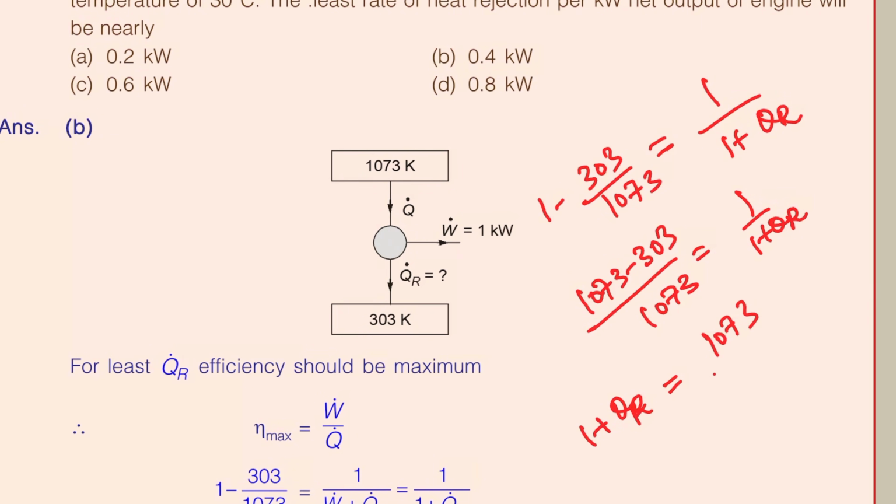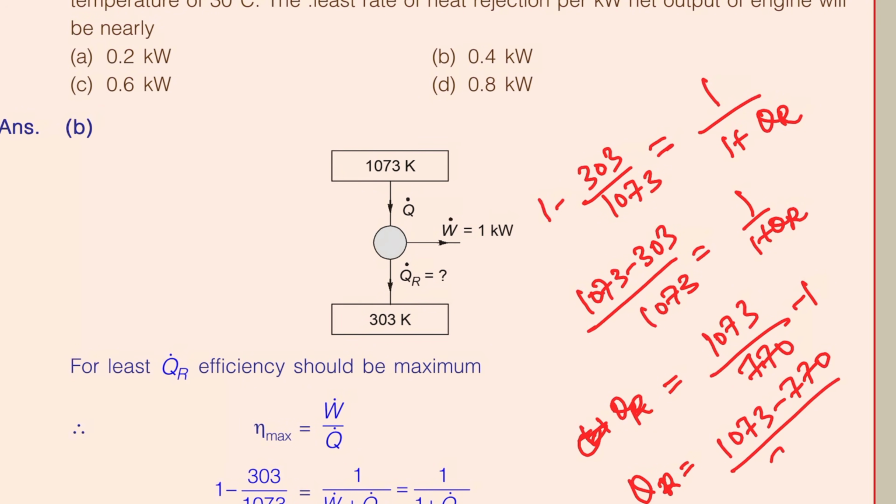And that comes out to be 1 plus QR is equal to, this will also reverse, and 1073 divided by, I can simply do the negation here. So how much will it be? 770. Now taking this 1 to the other side, the QR value is equal to 1073 minus 770 divided by 770. So ultimately the calculation that I need to do over here is QR is equal to 303 divided by 770. Now I need to see the options over here, and then see which of these options can satisfy this particular calculation.